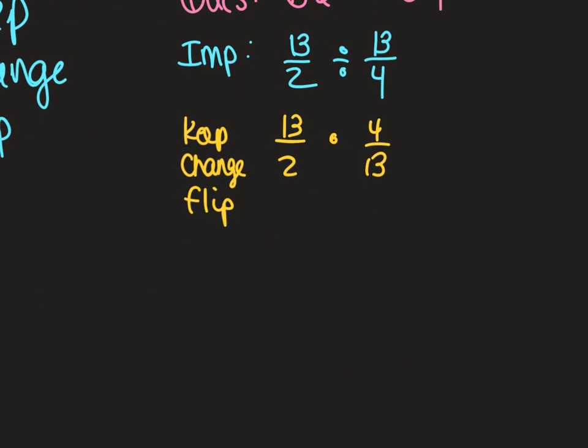So now this question, the 13s can cross out and become 1s. These guys can cross out. Final answer is 2 over 1, which is just a 2.